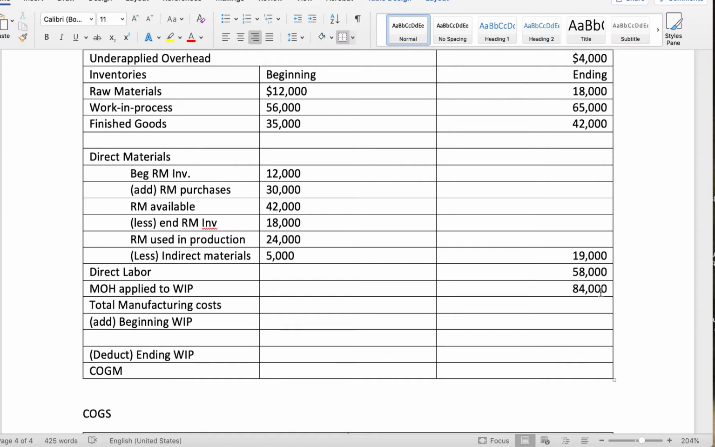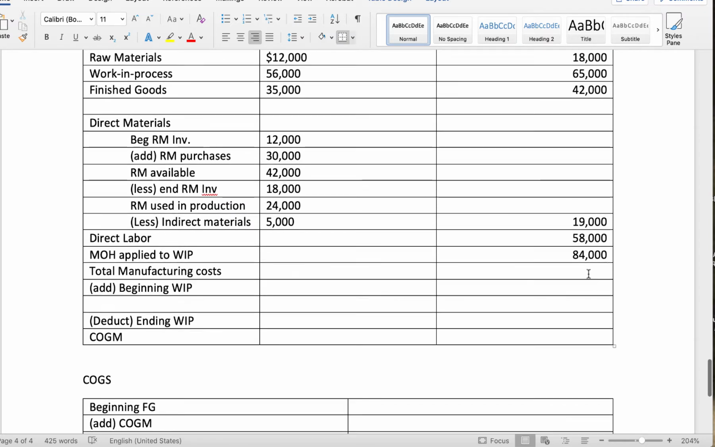Okay, good. So at this point, we have everything that was added to WIP, right? We have our direct materials, we have our direct labor, and we have our manufacturing overhead applied. So we now have our total manufacturing cost. Total manufacturing cost is $161,000 if you add those three up. So now what we want to figure out is the cost of goods manufactured, meaning how much of WIP inventory actually was completed.